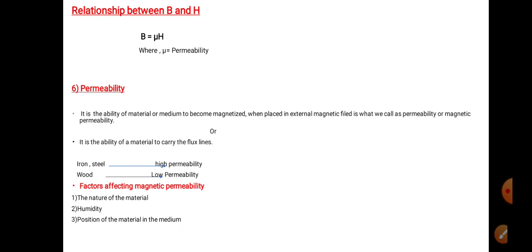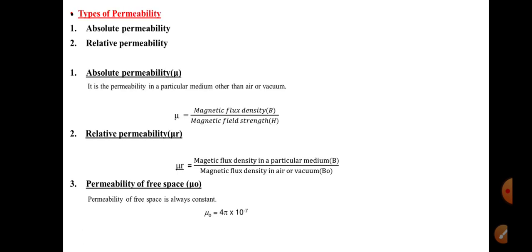Permeability is the ability of a material to carry flux lines, meaning how a material will conduct this magnetic property. Iron and steel have high permeability and wood has low permeability. Some factors influence the permeability: nature of material, humidity, and position of material in the medium. There are two types of permeability, absolute permeability and relative permeability.